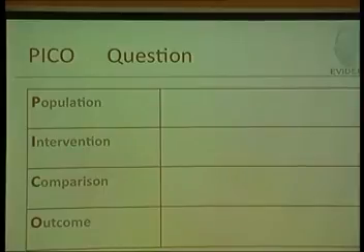There are some people who have taken this one step further and added the delta T, and T stands for time. So over how long? So you've got population, intervention, comparison, outcome, over how long? Over the duration of time. So this is how the PICO is applied.